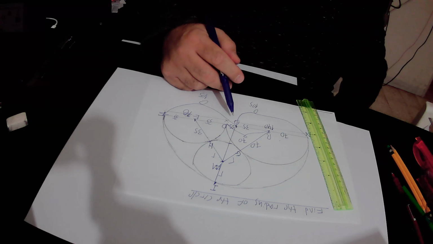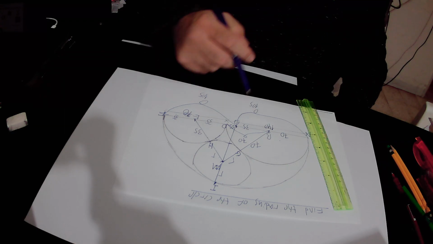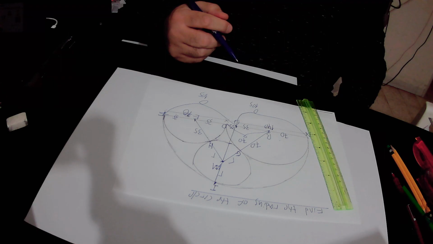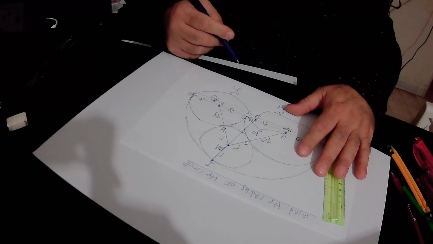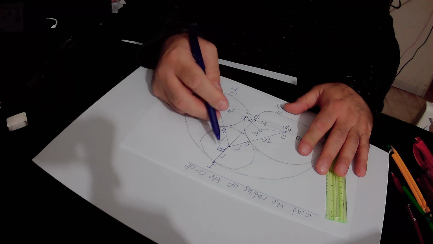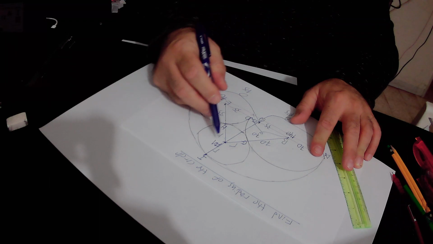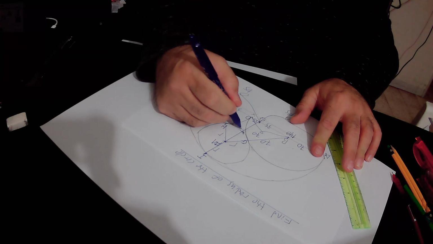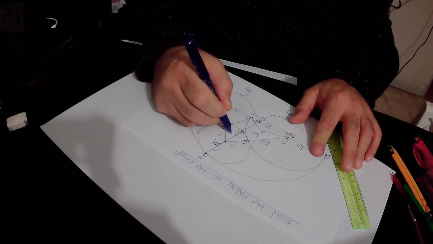Capital R equals 105 units, that is the radius of the biggest circle. The radius of the small circle equals small r. So in total, OM equals 105 units minus small r.